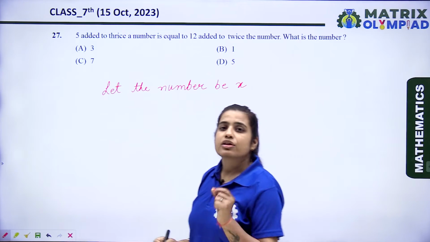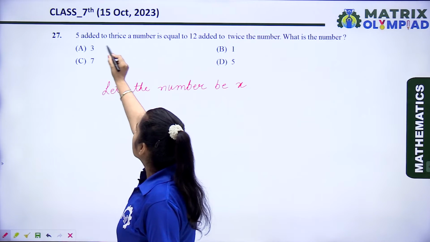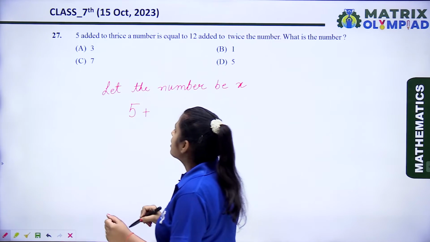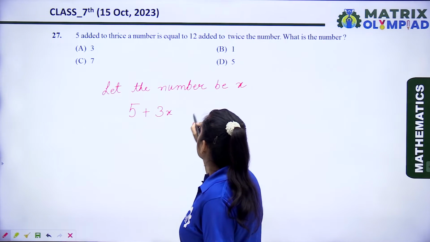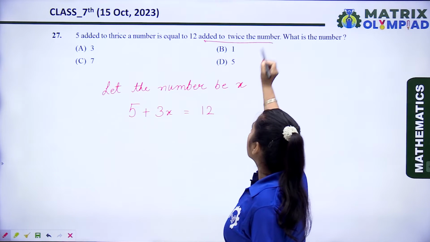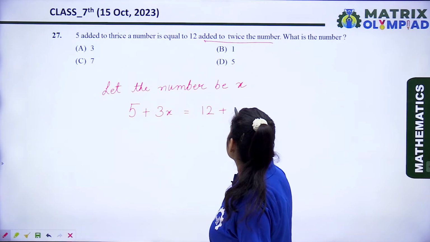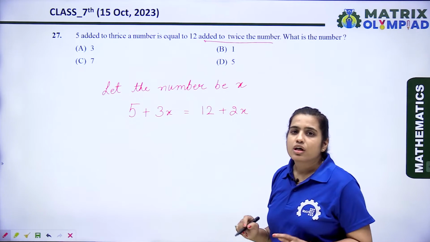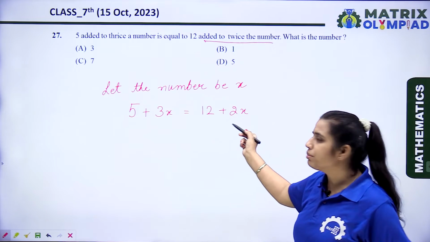So let's read the statement again and then form the equation. 5 added to thrice a number. It means 5 plus thrice a number, which is 3x, equal to 12 added to twice the number. Here, added to twice the number means 2x. Now according to the question, we have the equation like this: 5 plus 3x equal to 12 plus 2x.